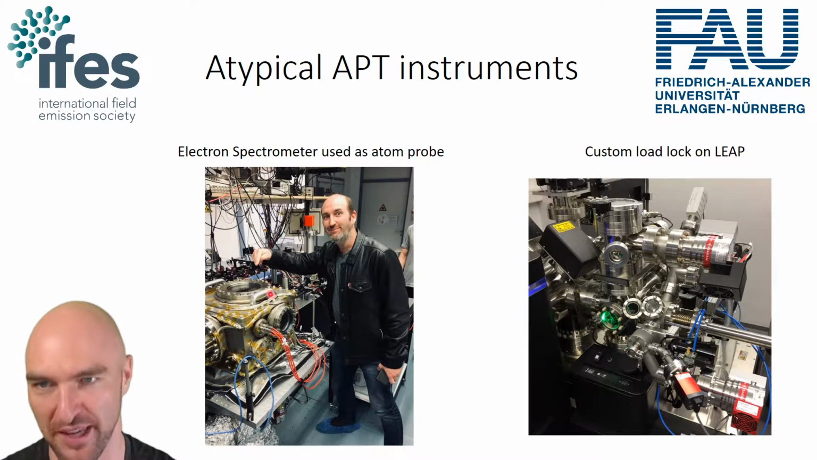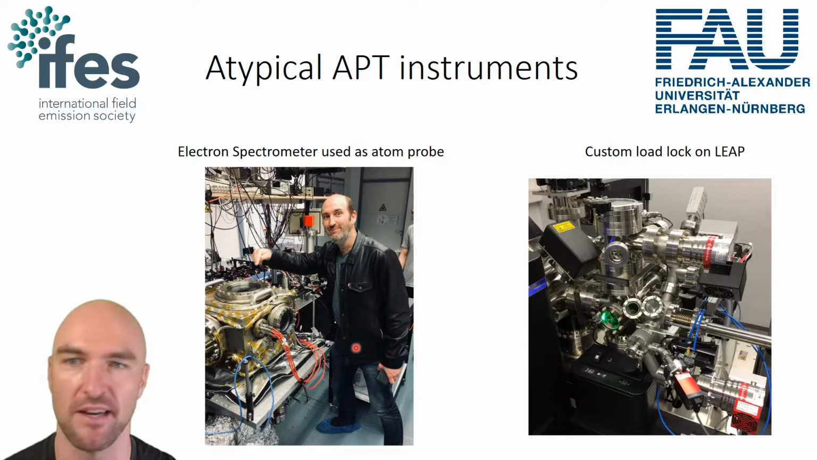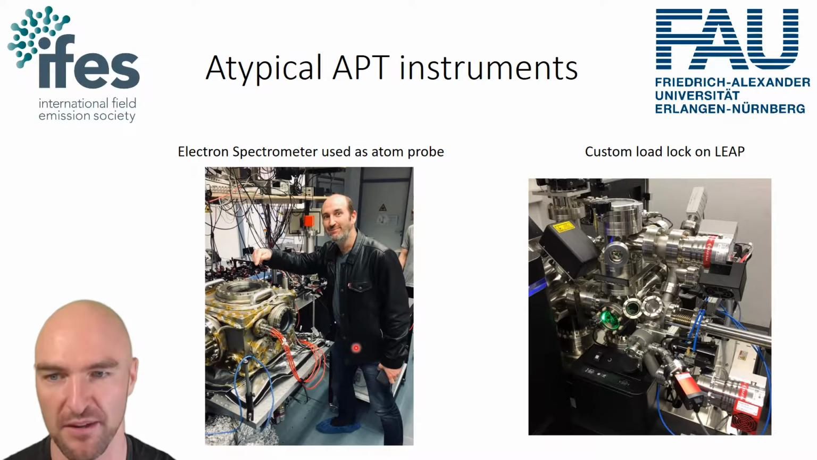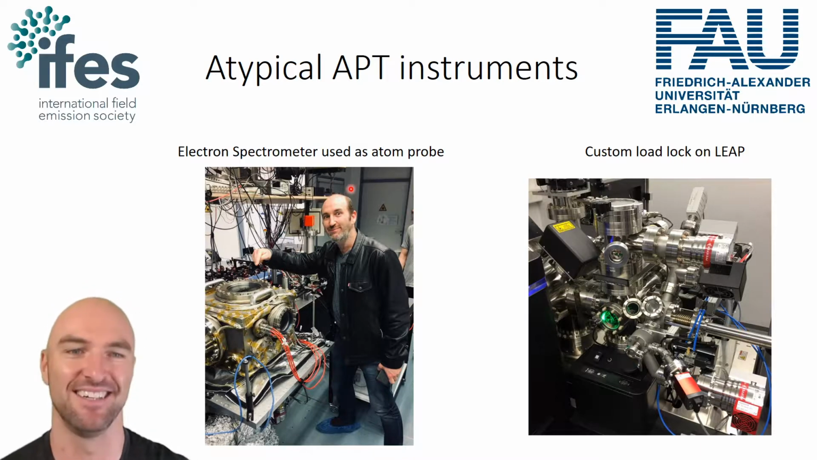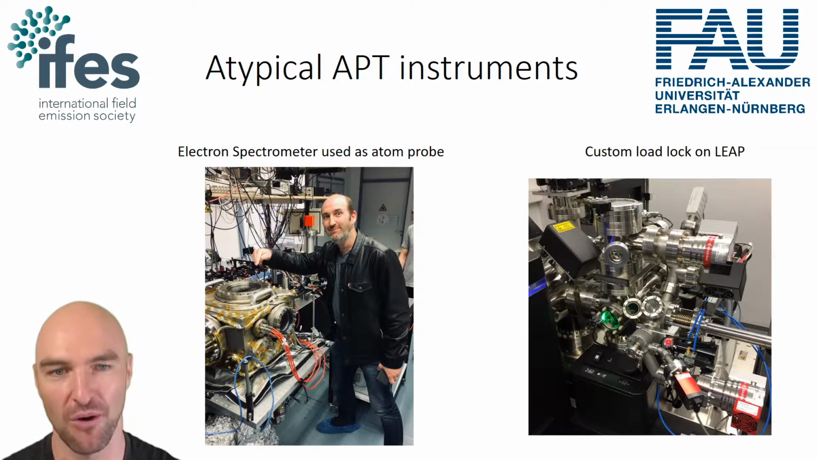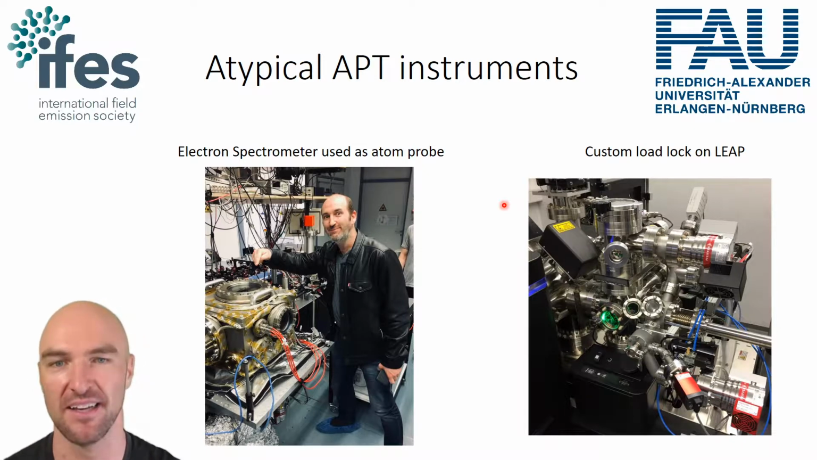So on the left here, you could, for example, see an electron spectrometer in the physics department here in Erlangen that we can use and have used as an atom probe, where we can shoot special lasers onto the samples and things like that. And you can see this is François Bourpion, and something like that makes him very, very happy. And on the right side, you can see our LEAP atom probe, where we have put some custom load lock on there so that we can do some cryotransfers. So there's not just typical vacuum systems, there are also atypical vacuum systems. And hopefully by the end of this lecture, you're not as afraid anymore of them as you were before.